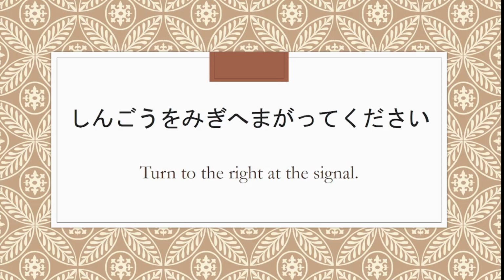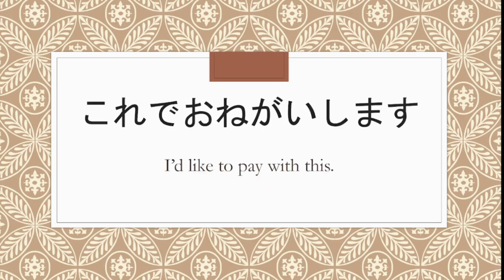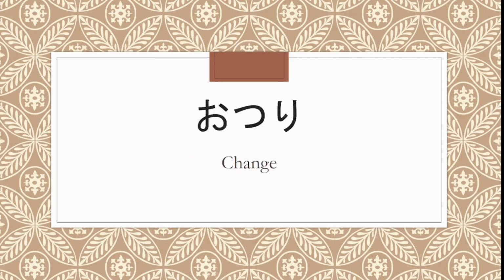Then we have masugu, meaning straight. It is used to tell the direction, go straight like this. Kore de onegaishimasu means I would like to pay with this. O tsuri means change. Basically it is related to money. For example, can you please give me $100 change? So it is used like this.